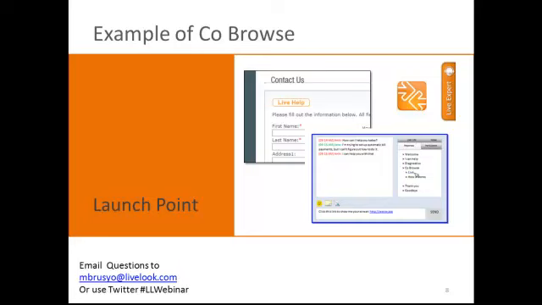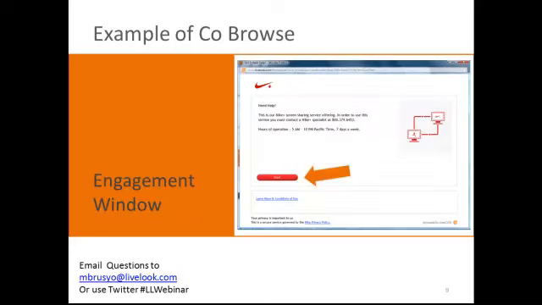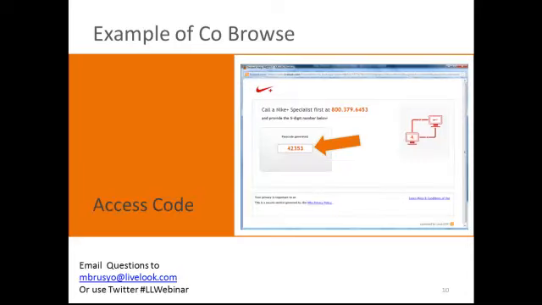And once they launch CoBrowse, this is what we call an engagement window, or customer engagement window. This is where there would be some configured messaging related to your sales operations, and then your end user would be asked to click Start. Once they click Start, they'll be given an access code.